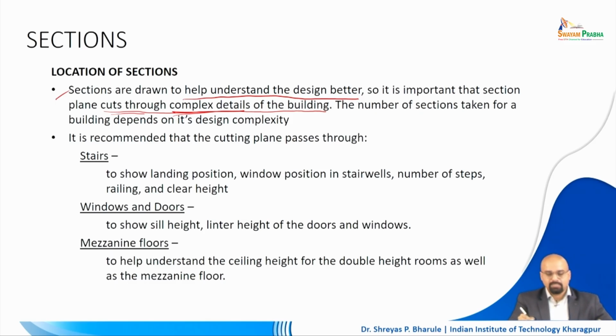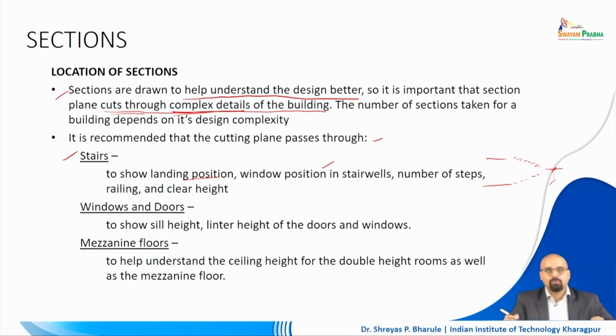So it is always recommended that the cutting plane passes through so many things. What are these things? One is it passes through the staircase, right? Particularly to show the landing position, where the mezzanine landing is. So you have steps, and then you have the landing. Then you have more steps going on top, right? So you have 2 floors like this, okay? So you need to show the position of landings. That is what is really important. So that will be clarified here.